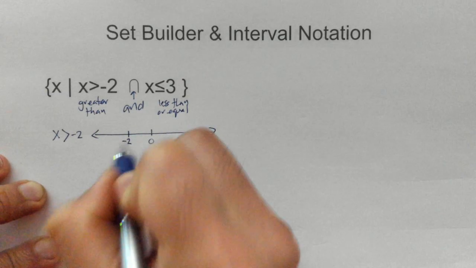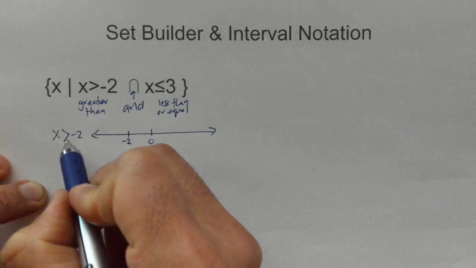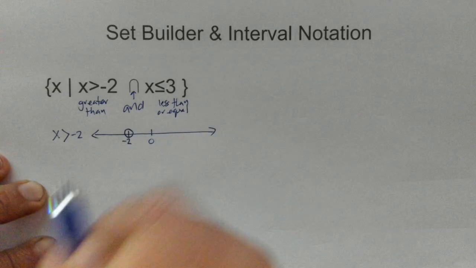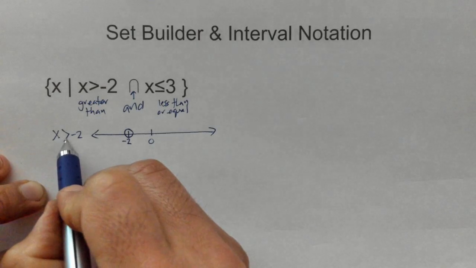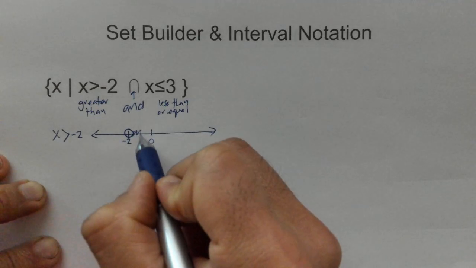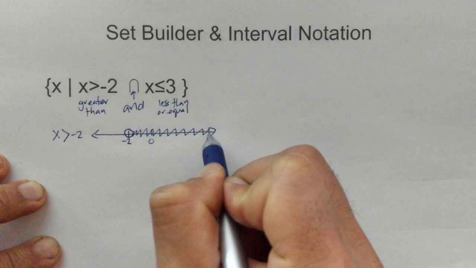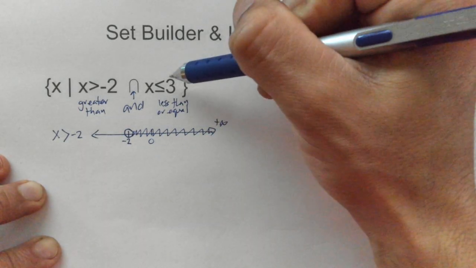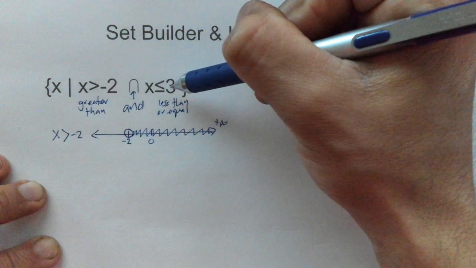-2 would be on this side somewhere. Since it does not have an equal symbol, it does not include the point, so it's going to be an open circle. And since it's greater than that number, it's going to be everything to the right, to positive infinity. Now, on the other hand, we have x is less than or equal to 3.